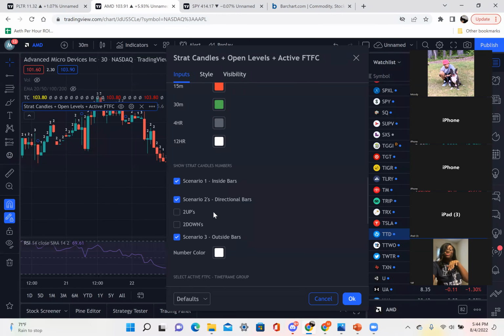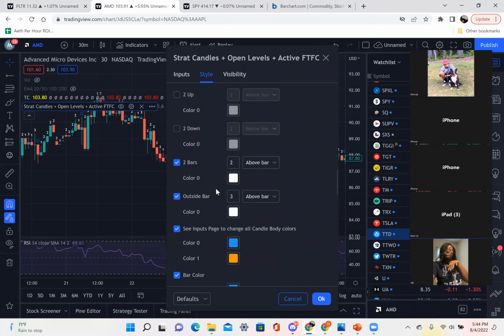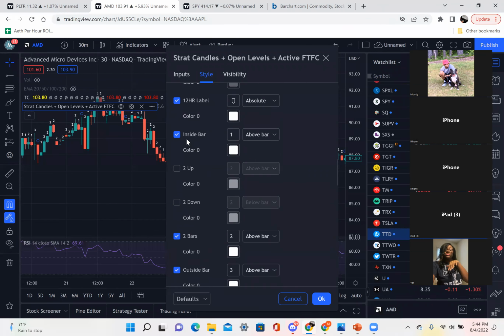Hey, Rich Boy, if you're on here, remember this, because I know you was asking about this morning. You want to turn on your scenario 1, scenario 2, or scenario 3. Make them white so they can appear on your chart, and you can change the colors on style by just scrolling down where you see the numbers like inside bar, 2 up, 2 down, 2 bars.